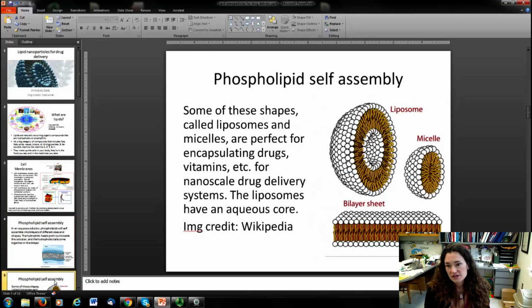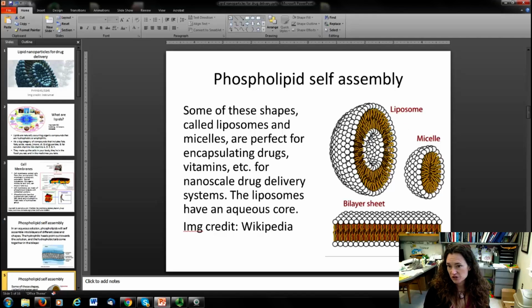So what happens is that they end up looking like this. When they have this bilayer sheet that wraps around in on itself into a spherical shape, that's called a liposome. It's called a micelle if it's not a bilayer, and you just have the water-loving head sticking out towards the water and the tail sticking in. Some of these shapes are perfect for encapsulating drugs, right? Like vitamins or cancer-delivering drugs, and this works for nanoscale drug delivery systems.